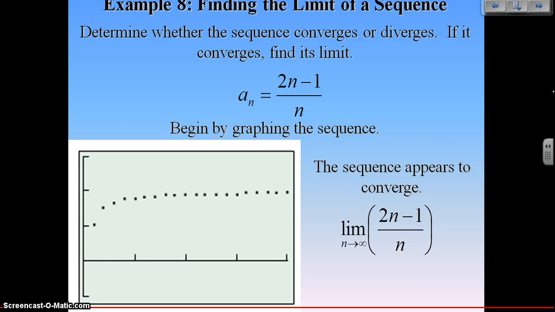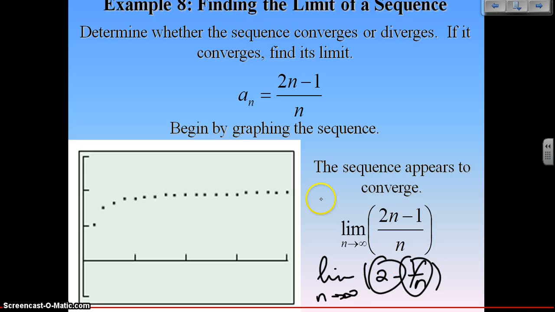Here's what we can do. We can split this up to be the limit as n approaches infinity of 2n over n minus 1 over n. Well, 2n over n is just 2, so we have 2 minus 1 over n. Now, if I plug in infinity, the 1 over n part goes to 0, and you see it does go to 2. And if you look here, 2 is acting like an asymptote for the sequence. That's what it means to converge.